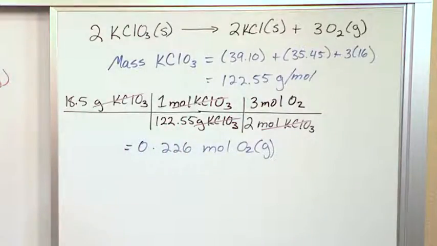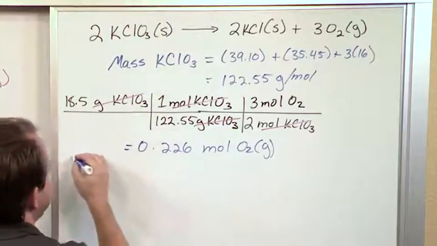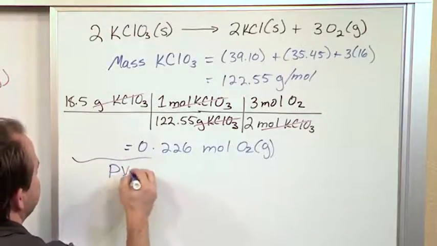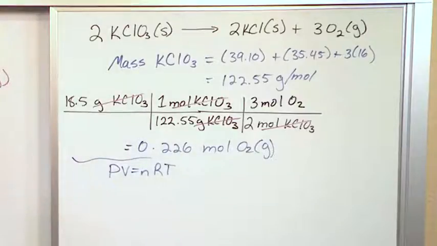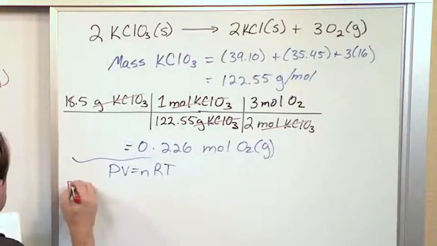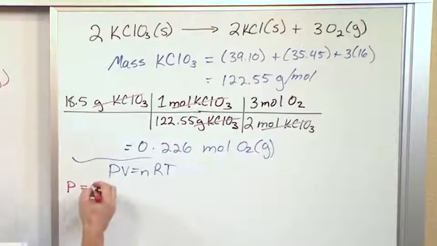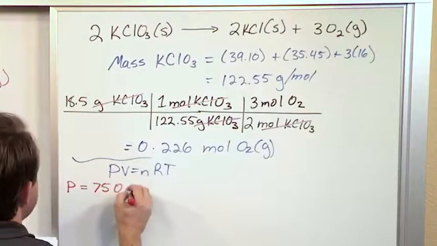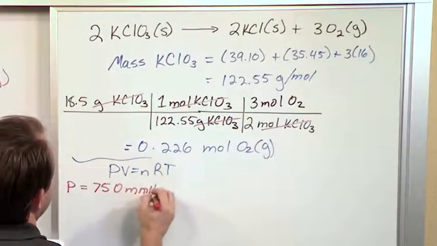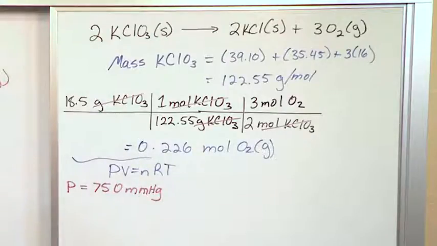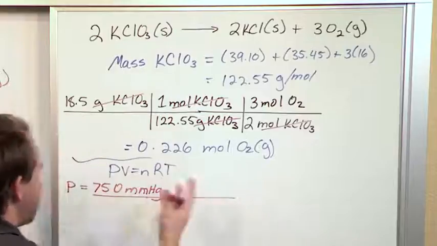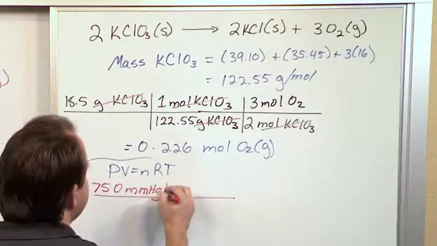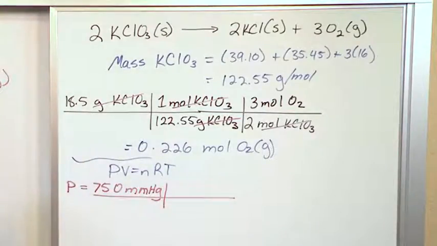So start thinking about the magic guy we've been using all this time: PV is equal to nRT. You start writing down everything you know. The pressure is given to us in the problem, 750, but it's in millimeters of mercury, which is not a great unit of pressure because the version of the gas constant we've been using is not compatible with that.